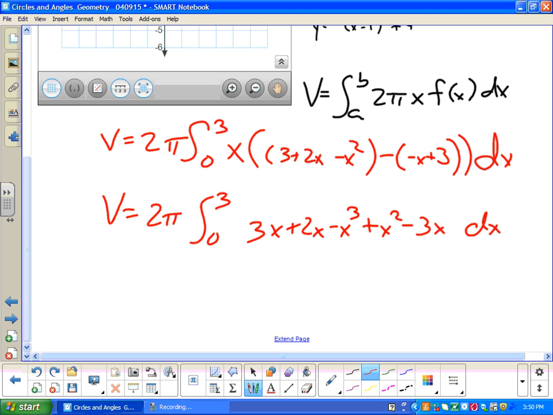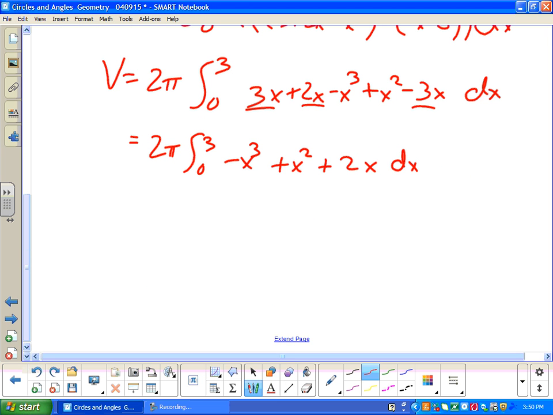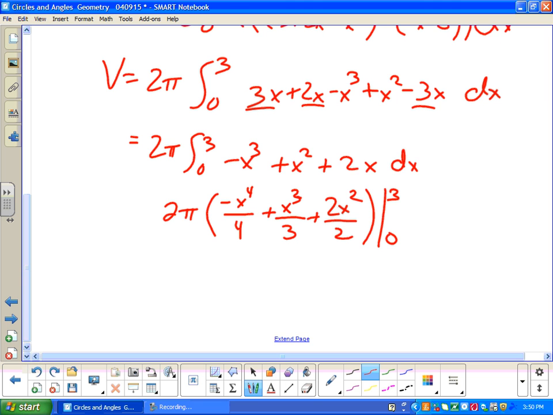Combine like terms. And I have a whole bunch of them. I get negative x cubed plus x squared plus 2x dx. And this is what I got to integrate. Now, if we're doing the calculator section, we would simply immediately do it in our calculator, but let's pretend for practice's sake that I'm going to do this longhand. And there's the integral that I must complete.